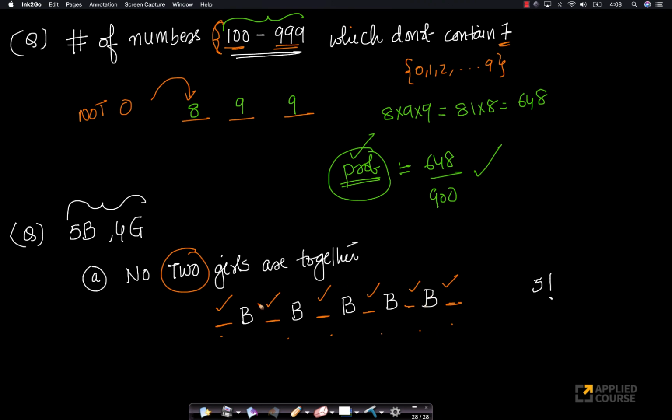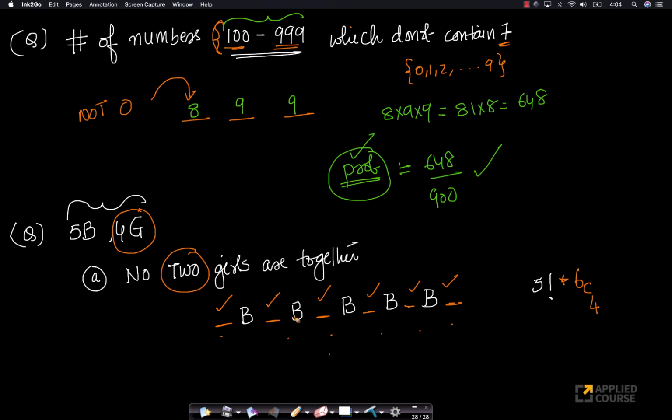Now, first I have to arrange my 5 boys. I've arranged them in 5 factorial ways. Now I have 6 locations and I have 4 girls to be placed, right? I have 6 locations and I have 4 girls, which means of these 6 locations, I have to pick 4 locations, or I have to choose 4 locations where I'll place these 4 girls. In how many ways can I choose that? 6C4.